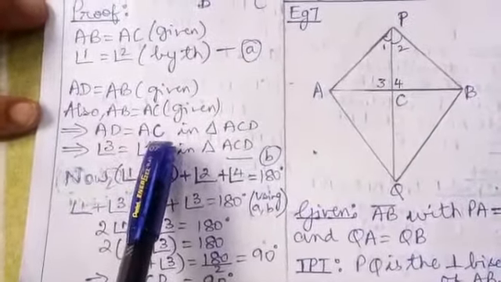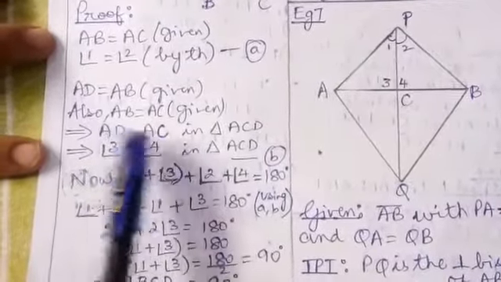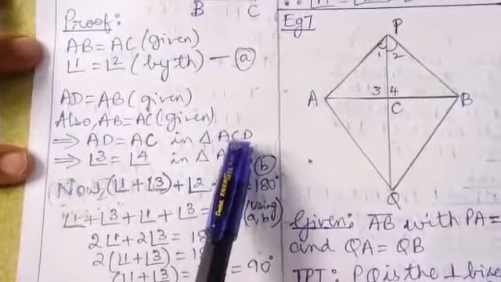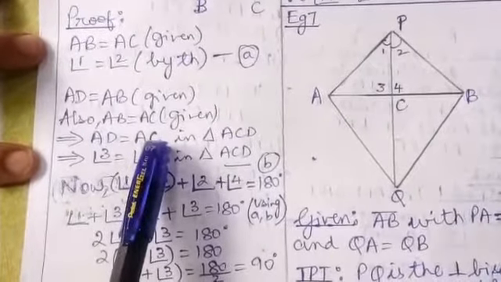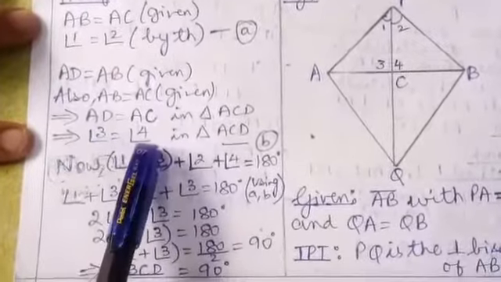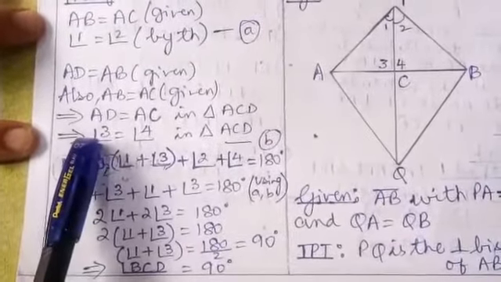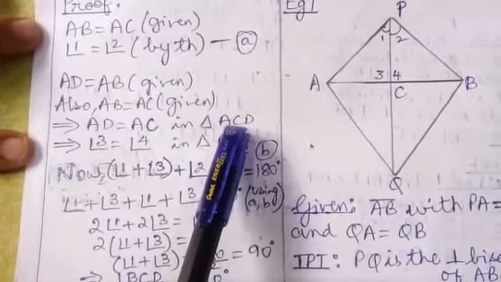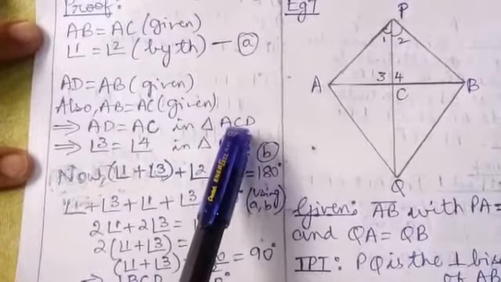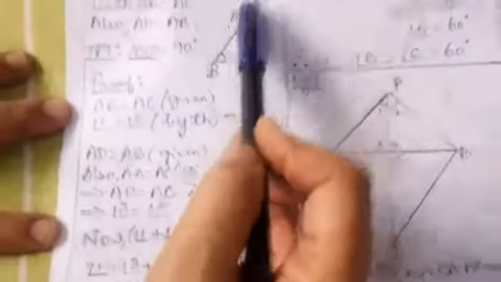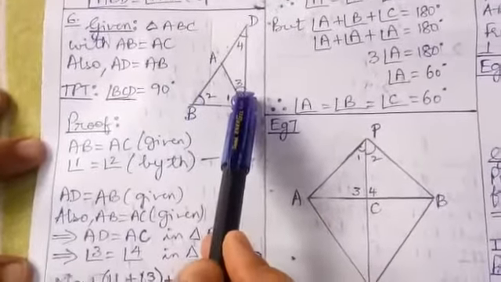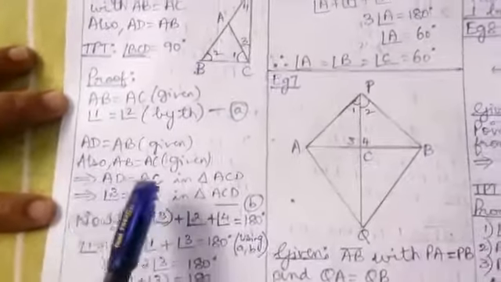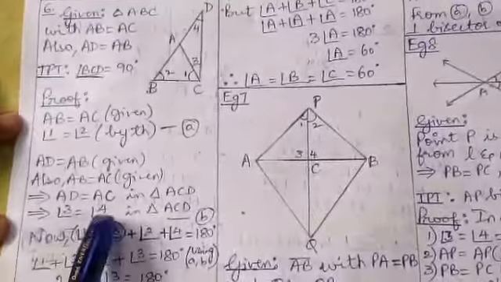AD equals AC. Now where are these two line segments? In which triangle are they found, AD and AC? In triangle ACD. So in this triangle ACD, we have two sides equal, which means the angles opposite to these equal sides will also be equal. Please look in the triangle ACD, not beyond it. The angle opposite to AD is angle 3, and the angle opposite to AC is angle 4. So since AD equals AC, we have a new result, angle 3 equals angle 4 in triangle ACD.